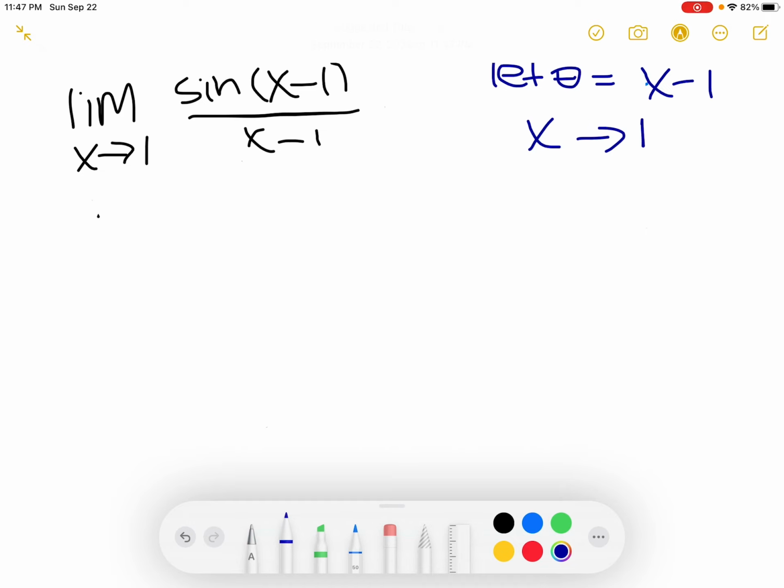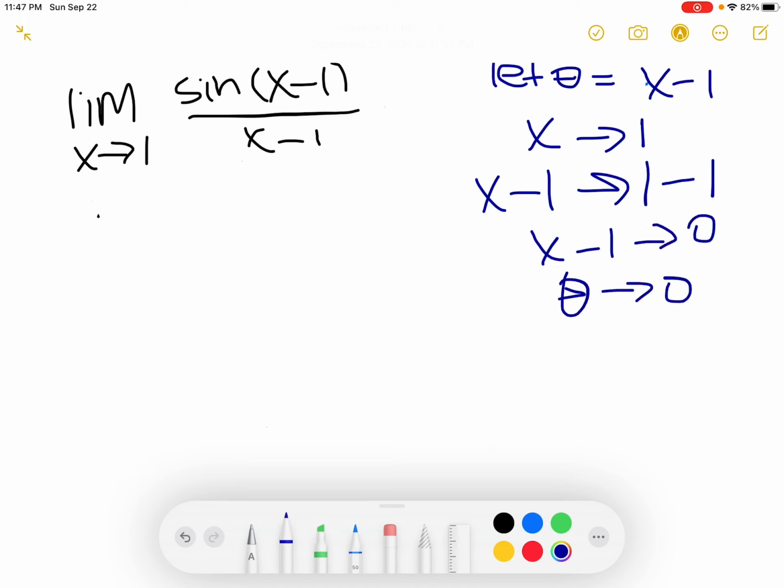Yeah, sorry. Put that right there. We need this to look like this, so all we do is subtract 1 on both sides. Now we have this, and we can now say this because of this statement up here.